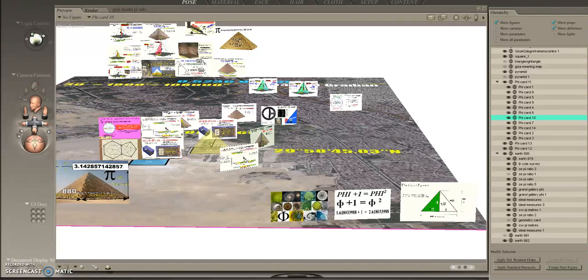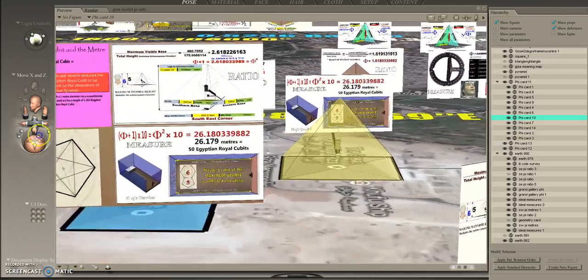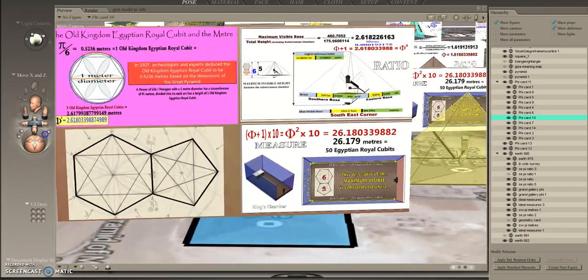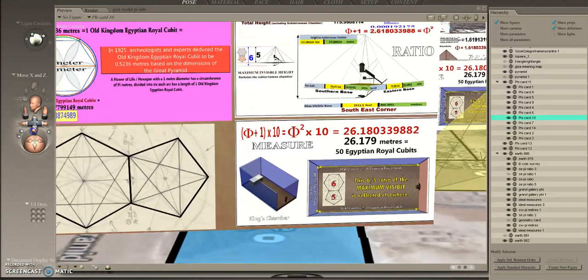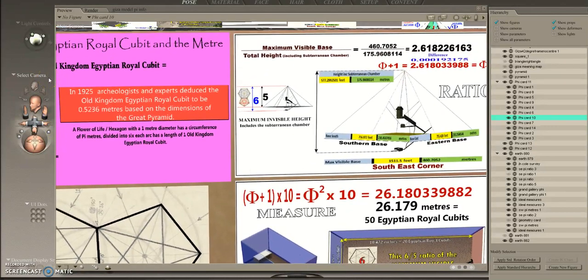Okay, just a quick video for the number files. Now, the Great Pyramid, and I'll put the link in the description. I did about phi in the Great Pyramid, but especially this connection to the 6/5 ratio, which has so many important aspects. So measure, but also the ratio of the Great Pyramid and how, for instance, the total height above ground and the maximum visible, including the subterranean, is this 6/5 ratio.